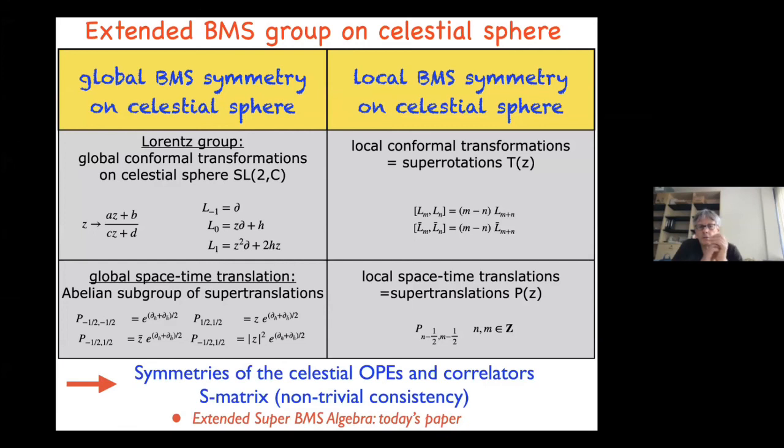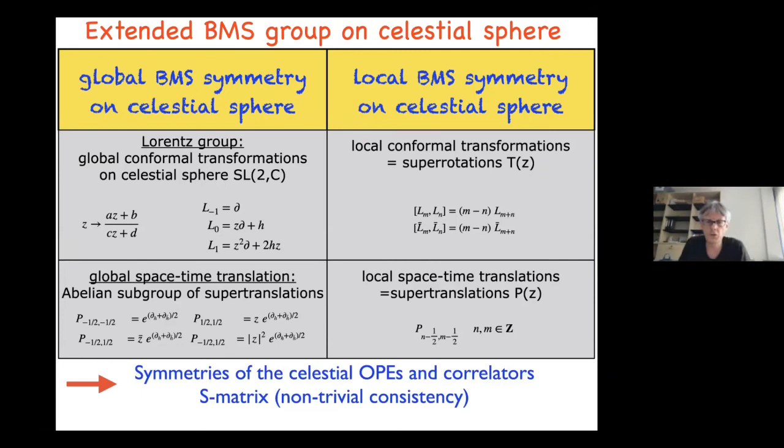We see that from the starting symmetries of the celestial OPEs and the correlators, we get this whole set of symmetries, and they, vice versa, constrain the S-matrix. They give non-trivial consistency conditions. In fact, in a recent paper we also discussed the super version of this stress tensor, which gives this extended super BMS algebra. I couldn't go into more detail for gluons.